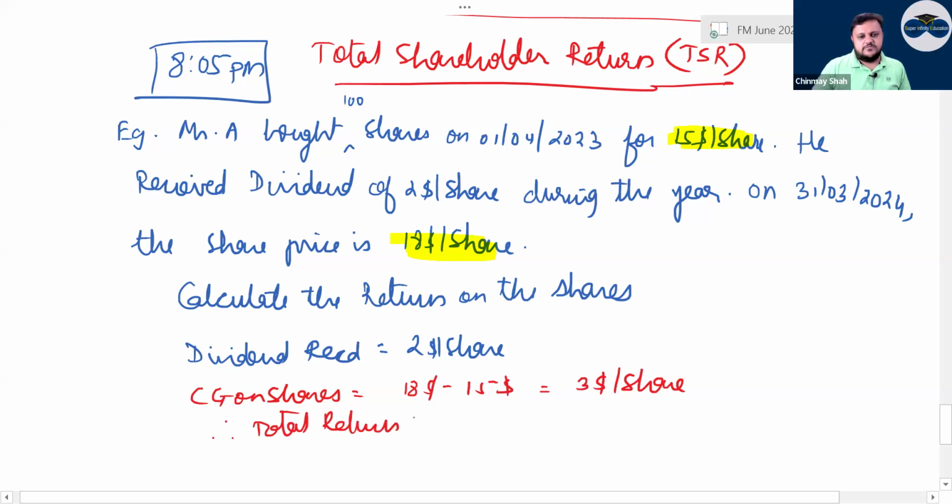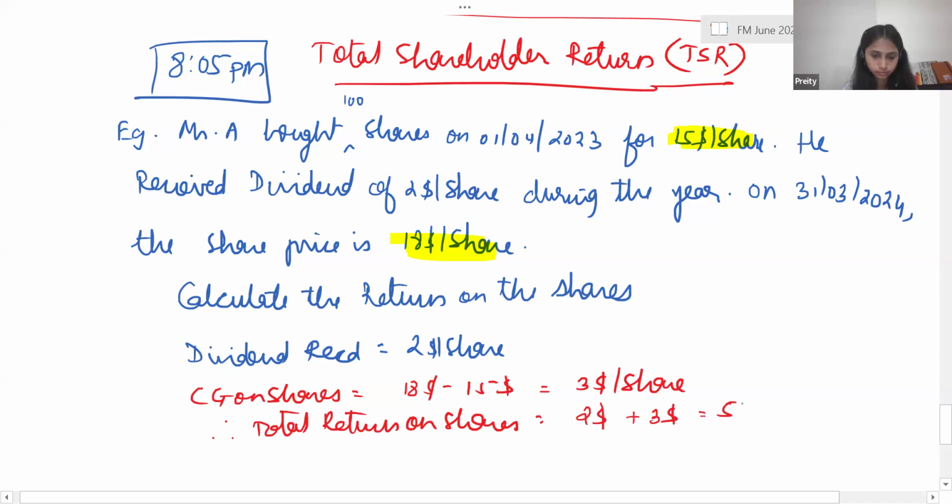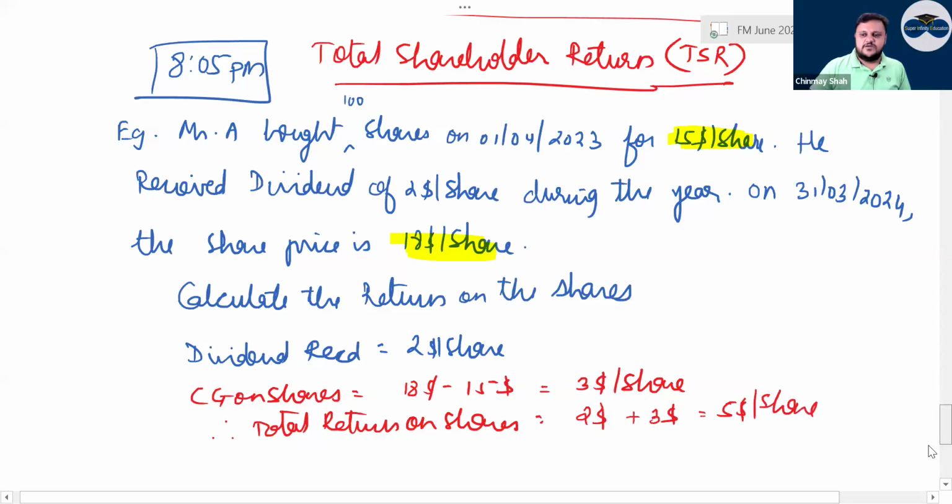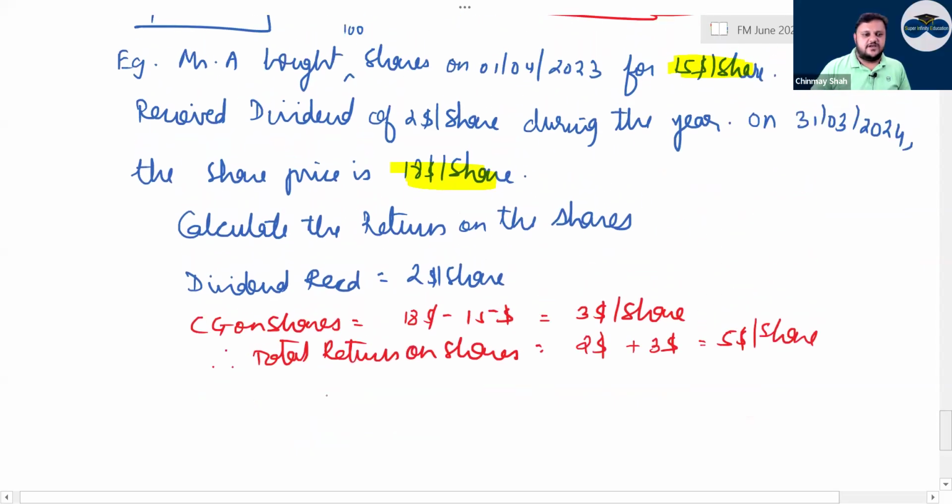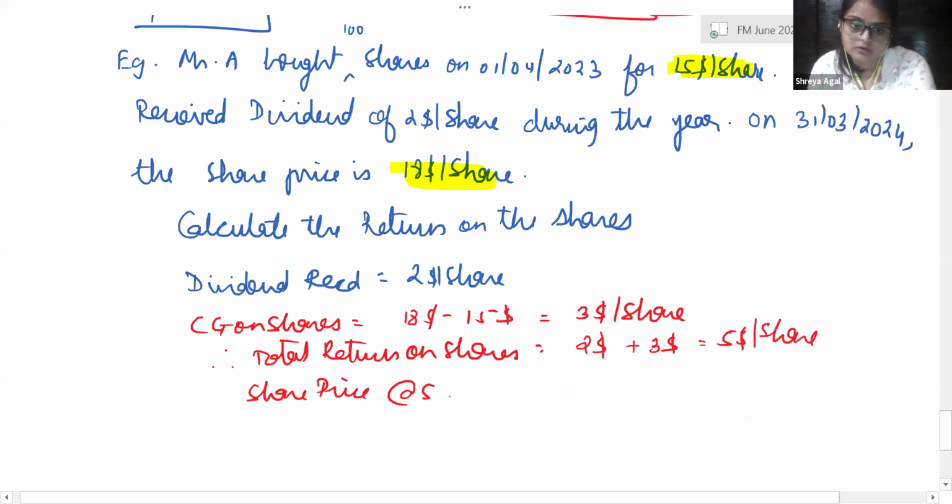Therefore, total return on the shares is how much? This $2 that you received plus $3 CG. So the total return on shares is $5 per share. And how much did you buy the share for, or at the beginning of the year, how much was the share valued at? $15.